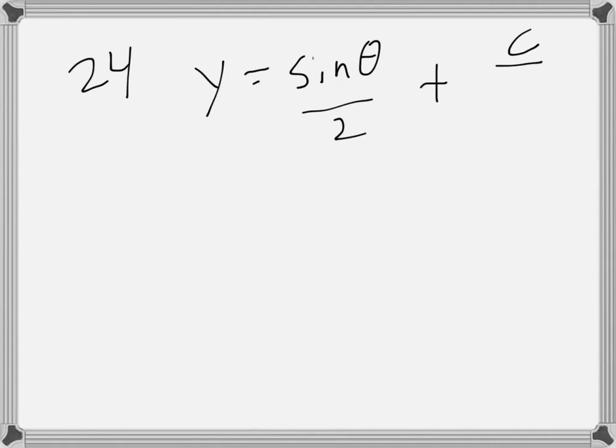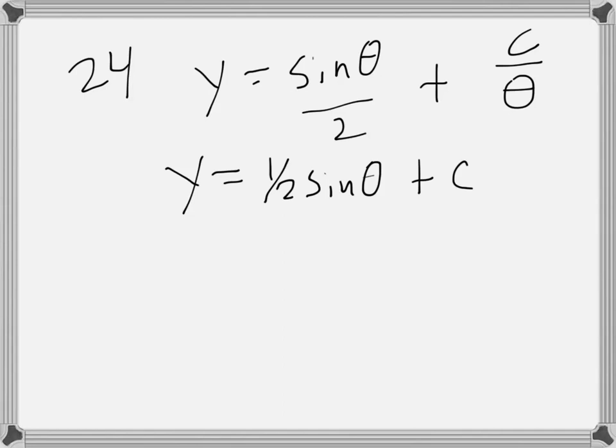The next example is 24. And to do 24, we have y equals sine theta over 2 plus c over theta. Well, first I'm going to simplify this before I even try to take the derivative. I don't like the fractions, so I'm just going to write 1/2 times sine theta, and then c theta to the minus 1. So here theta is the variable and c is a constant.